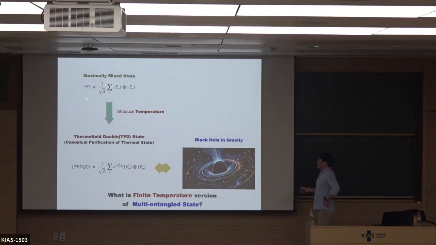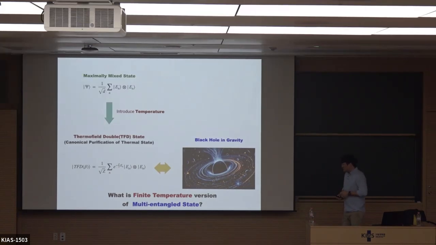So far, we discussed no temperature. So it's important to introduce temperature, because in the end we are interested in the black hole, and the black hole has temperature. A uniform state is more like a maximally mixed state, where beta is 0 or infinite temperature. So we have to introduce temperature, but in the bipartite case, it's very easy because you just add the Boltzmann factor, and that's all.